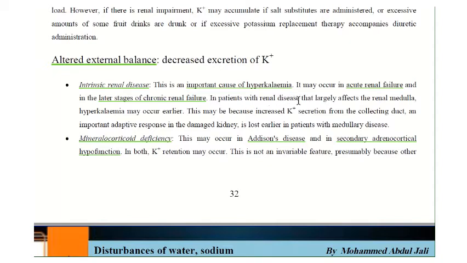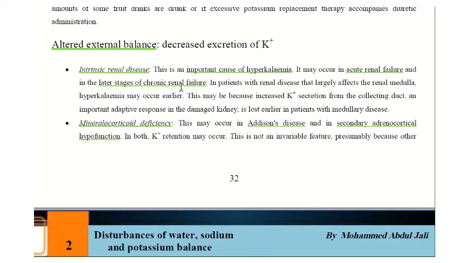In patients with renal disease that largely affects the renal medulla, hyperkalemia may occur earlier. This may be because increased potassium secretion from the collecting duct, an important adaptive response in the damaged kidney, is lost earlier in patients with medullary disease. إذن هذا الintrinsic renal disease هو an important cause of hyperkalemia.